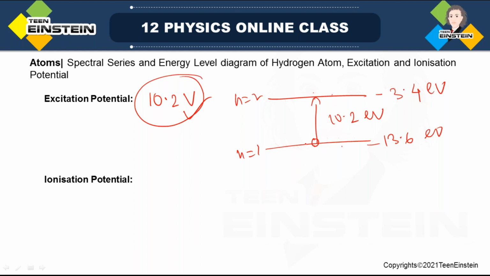Now similarly, if you want to knock out the electron completely, that is ionization energy, which is 13.6 electron volt, and the corresponding potential is 13.6 volt, which you need to provide to that electron in the ground state to be completely knocked out from the influence of the nucleus. So these are called excitation potential and ionization potential. Next day we'll take up various examples depending on spectral series, ionization potential, excitation potential, and various other things related to atomic energy levels and energy spectra.